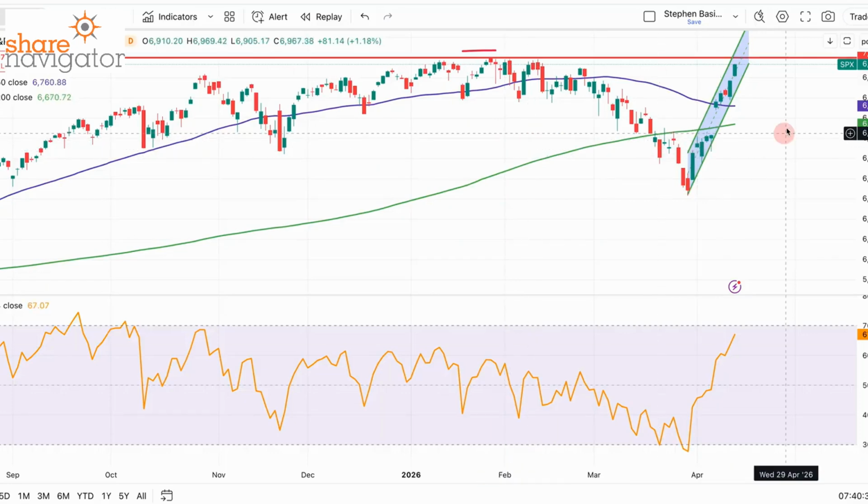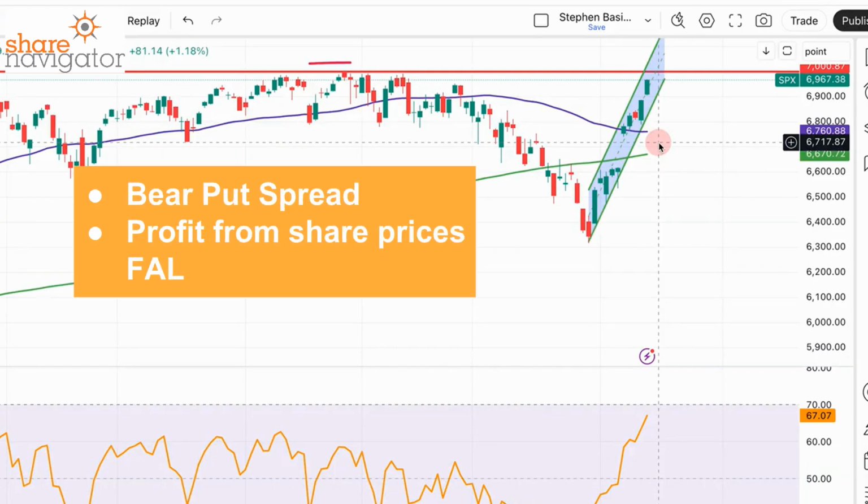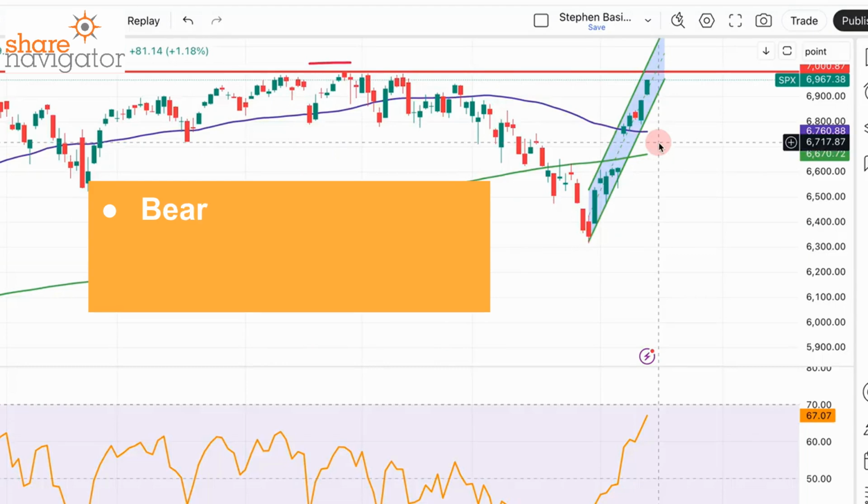So what we're looking at here is a chart of the S&P 500. And the first thing I want to say about a bear put spread, the clue is in the name, it's a bear. We want the share price to fall when we put on a bear put spread in order to profit. And it's a low probability strategy.